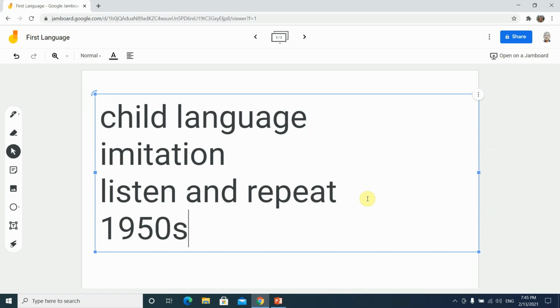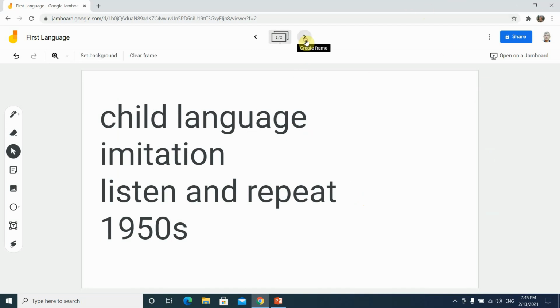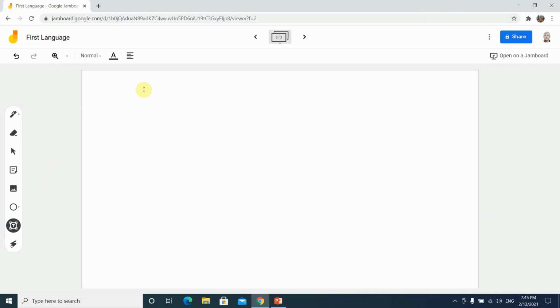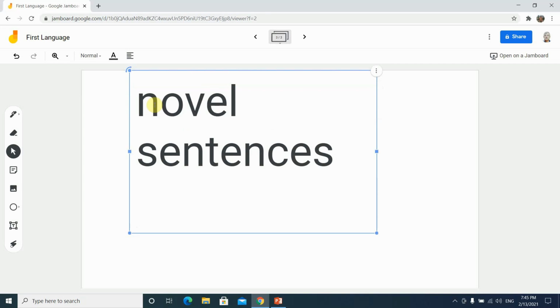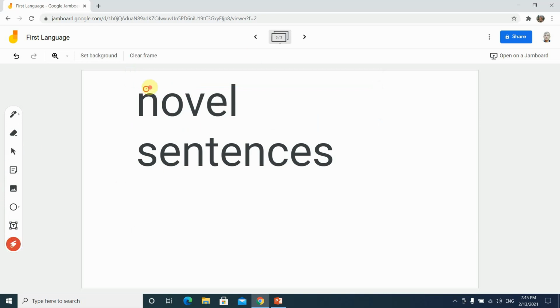But later on, linguists discovered that this is actually not the case. This is not the case, because most of the time, children are able to produce novel sentences. Children are able to produce novel sentences. And by novel, we mean sentences that are new. It means sentences that they have not heard before.